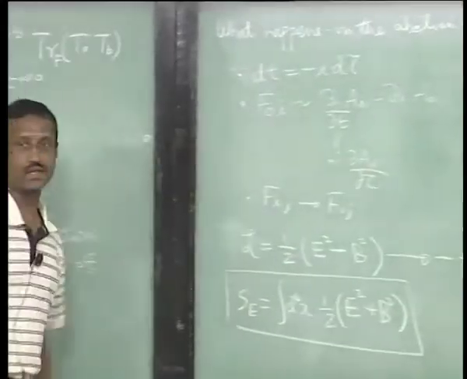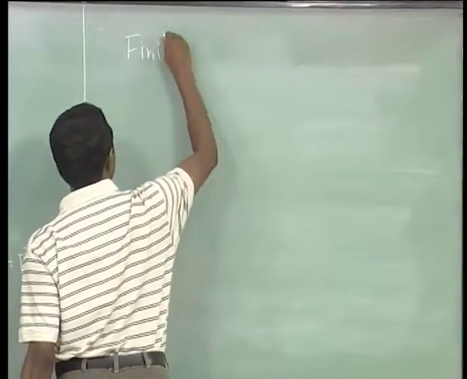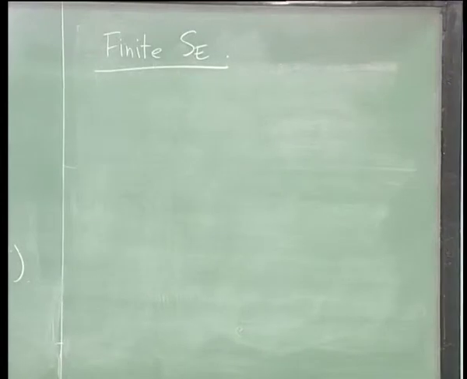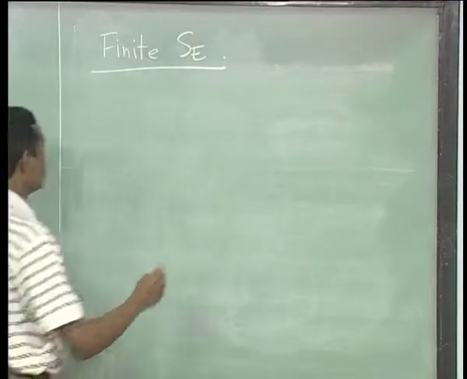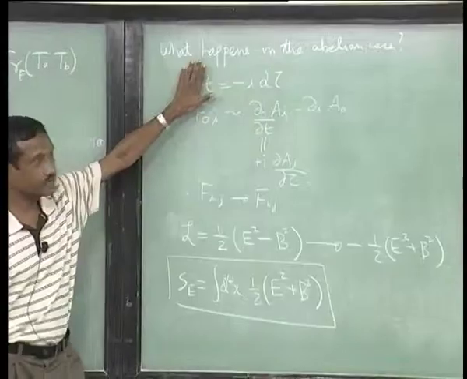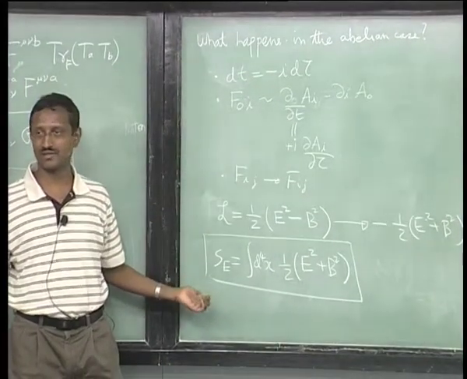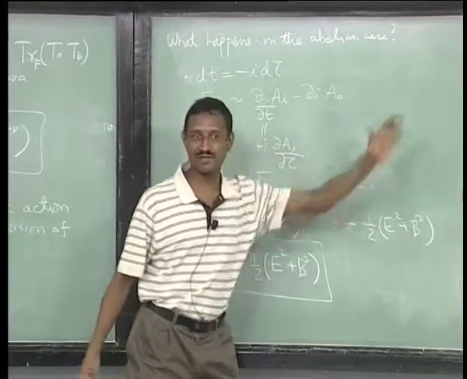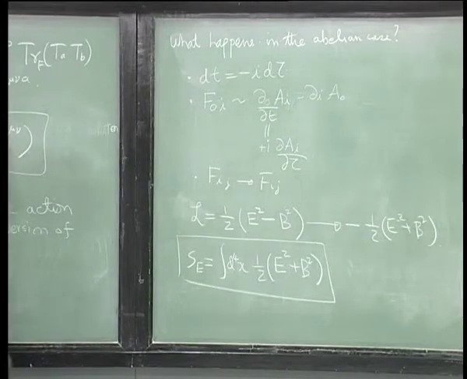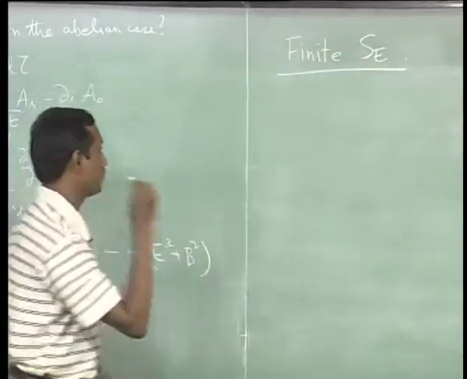So now we have a Euclidean theory, and what we want is finite action. Before I proceed, I did this for the abelian case, but you can see that it goes through for the non-abelian case as well. There will be just some extra pieces, but there is nothing different about the whole thing. So now we have to look for finite action.